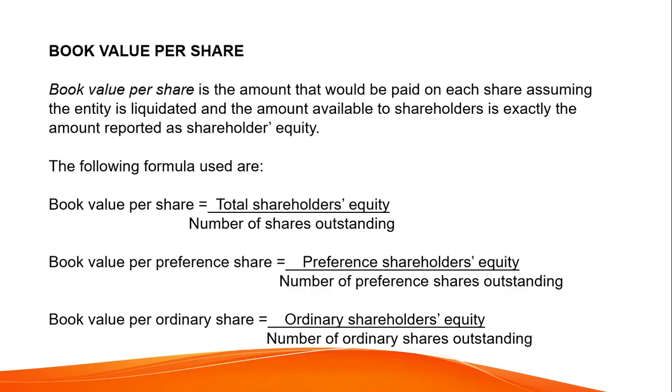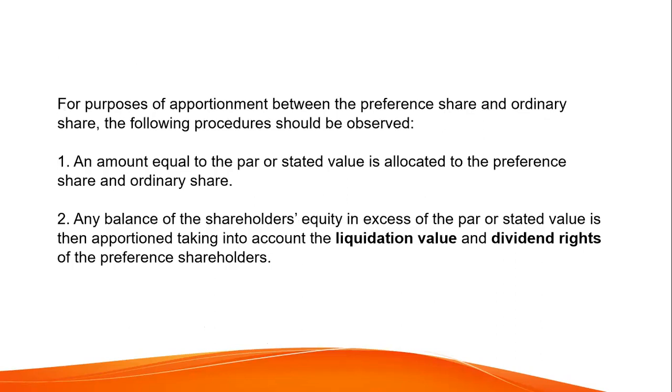Now, the following formula is used. Book value per share is total shareholders' equity divided by the number of shares outstanding. The book value per preference share is preference shareholders' equity divided by number of preference shares outstanding. Book value per ordinary share is ordinary shareholders' equity divided by number of ordinary shares outstanding.